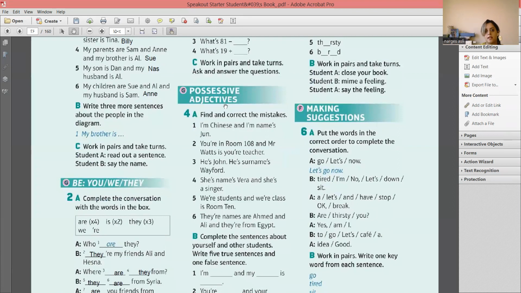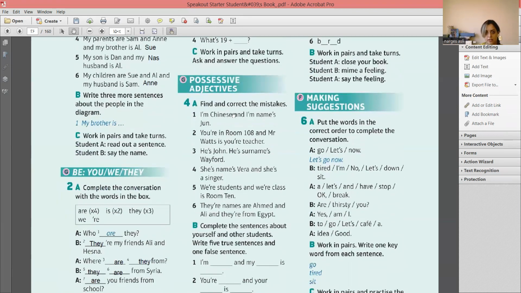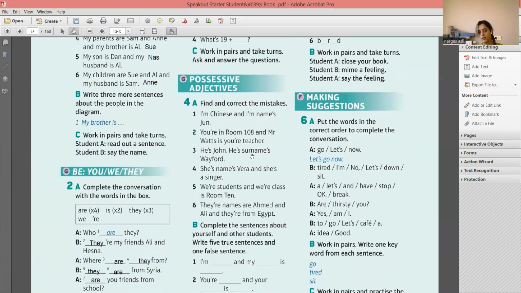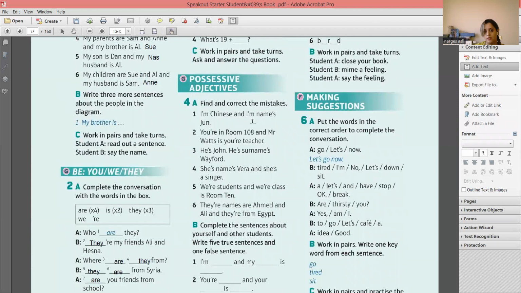Find and correct the mistake. Possessive adjective. بچه possessive adjective ها چی بودن؟ My, your, his, her, its, our, their. خب بعد ما اینجا possessive adjective هامونو درست کنیم. Point and correct mistakes. I'm Chinese and I'm name's John. خب name یه چیزی که به تو تعلق داره، پس یه جورایی میشه مالکیت. پس میشه My name is John.